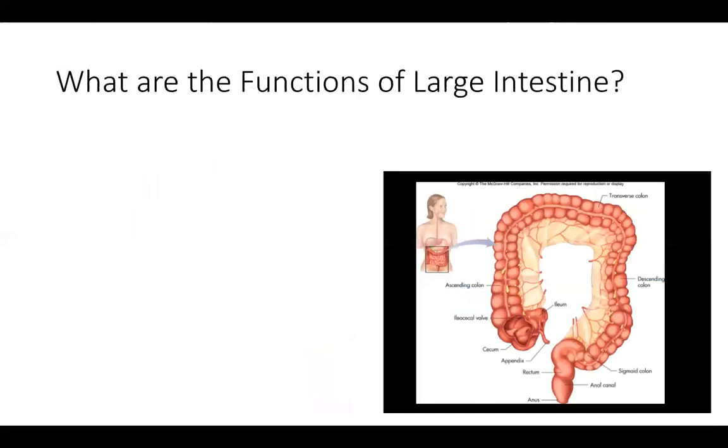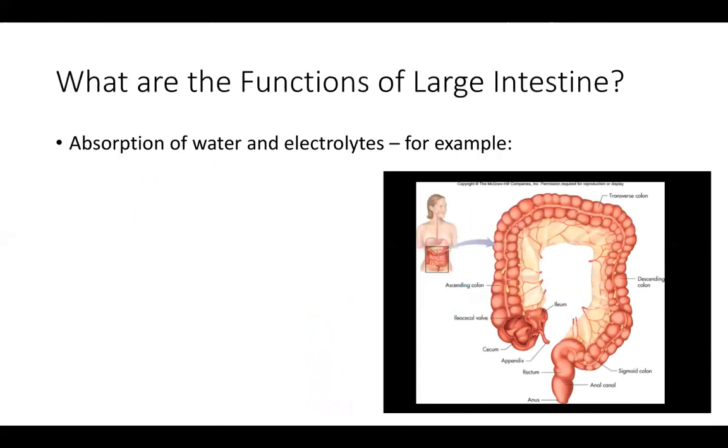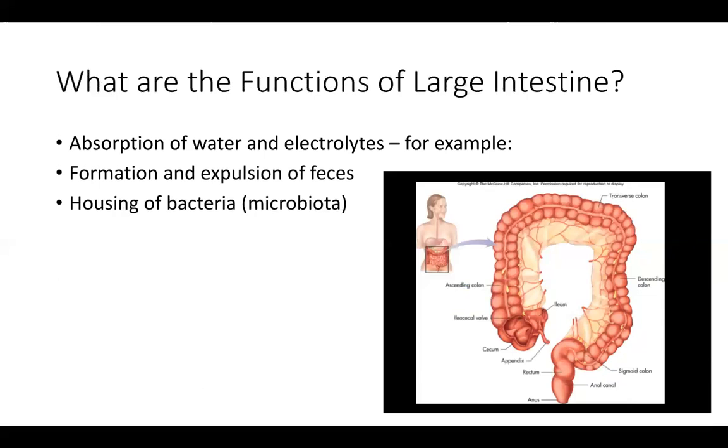Okay, so that was all happening in the small intestine. Now, what is happening in the large intestine? Absorption of water and electrolytes, for example, sodium, potassium, some fats, biotin and vitamin K that might be made by bacteria, and maybe 10 to 30% of water. Formation and expulsion of feces. Feces is what's left over from digestion. And housing of bacteria. We're going to talk about the microbiome coming up.